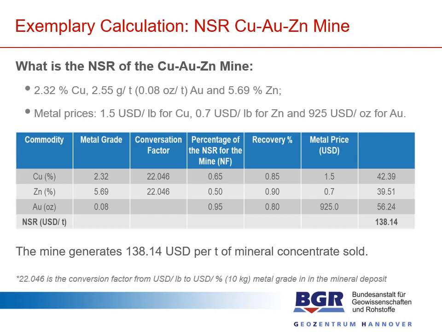So you can use the rule of thumb, but I would really like you to take the time, to take the 5 minutes to sit down and calculate the more exact net smelter return using the data you have. If you do not have the data, fine, then you cannot change it. But if you have the data, use the time, sit down and calculate the net smelter return.